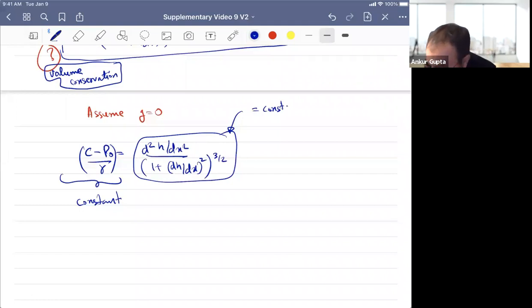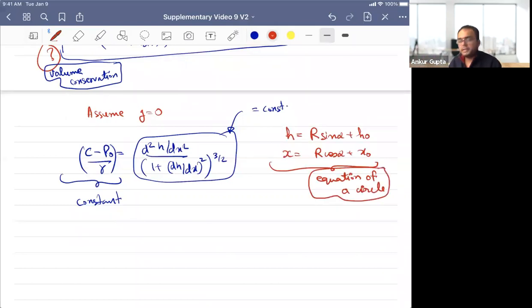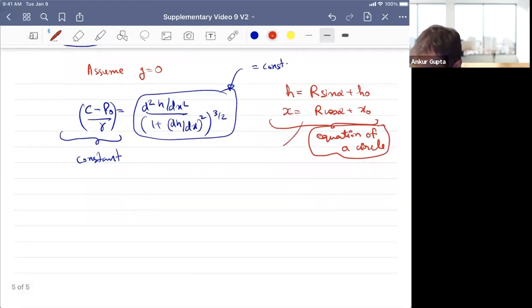I will just give you this as a result, you should please try and do this yourself, that if you write this as h of r sine alpha plus h naught, and what I'm doing here is writing this as a function of, so this is the equation of a circle. This is what you can find, that this becomes an equation of a circle, and you can convince yourself that if you put this back here, what you will get is d square h by dx square plus 1 by dh by dx square whole square.